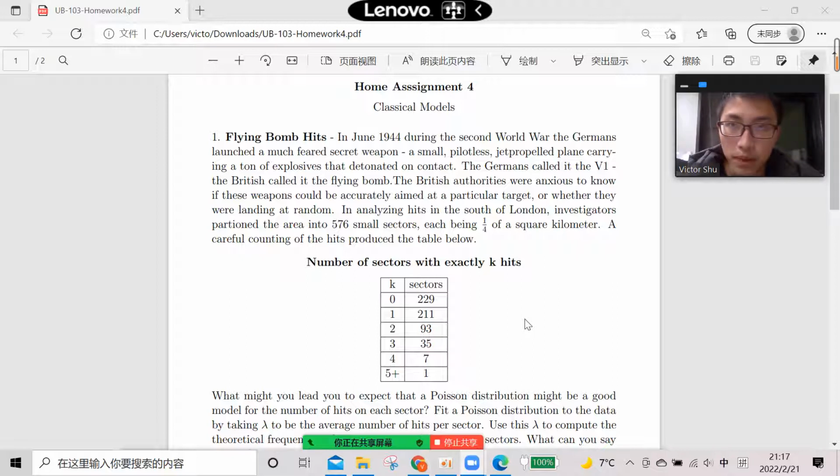That's basically a feature of binomial distribution. But for Poisson distribution, there are two key features. First, the number of observations has to be big enough. N has to be very big. In this case, the number of observations is 576, which is arguably big. And another feature is the probability should be very small.